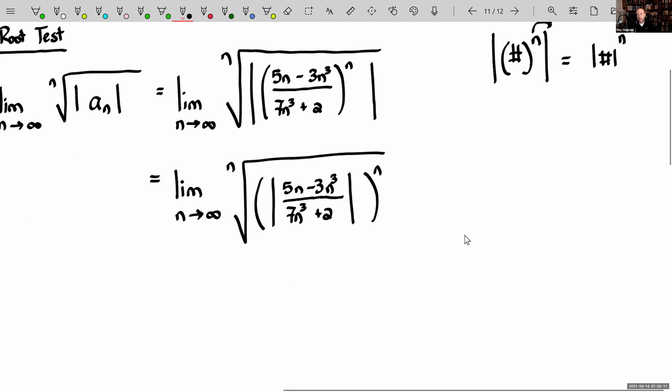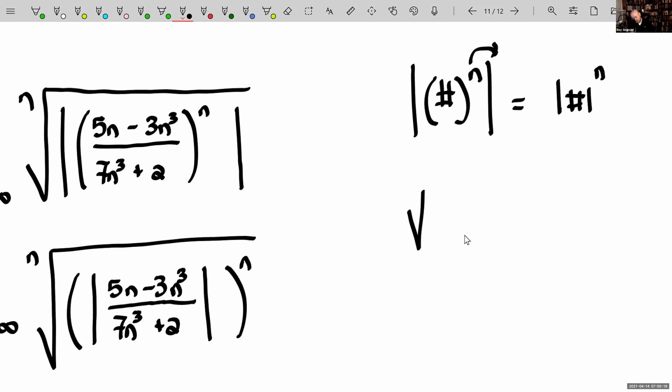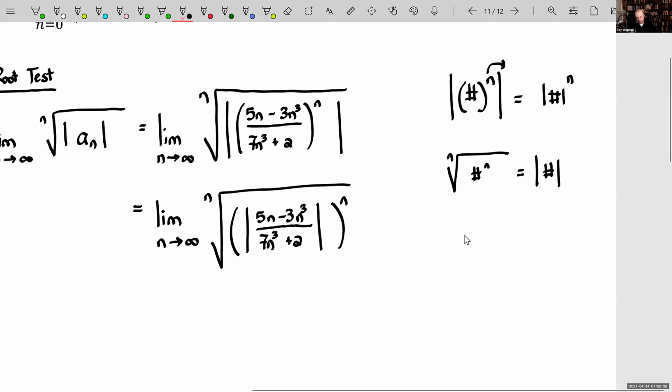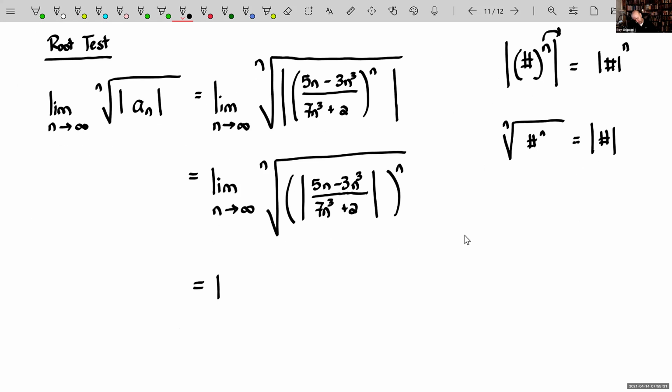Next thing is that the nth root and nth powers will cancel each other. Normally, if I had the nth root of some number to the nth power, it would be the absolute value of that number. But we already have absolute values on that, so you don't have to worry about that. That's going to be the limit as n tends to infinity of the absolute value. I'm just canceling these right here. It's going to be the absolute value of 5n minus 3n cubed over 7n cubed plus 2.